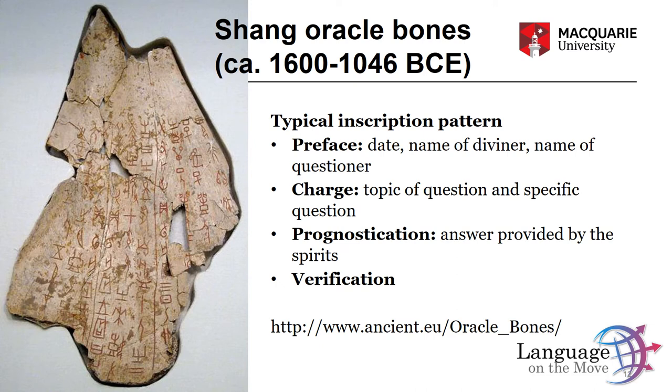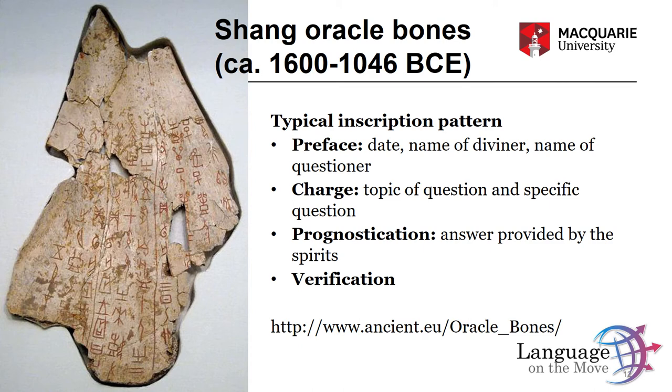Oracle bones are either bones from the shoulder blades of oxen or turtle shells. And these bones or shells were scraped and then writing was scratched into them. These oracle bones were used for divination, to foretell the future. Something, again, that humans have been invested in throughout all our known history.